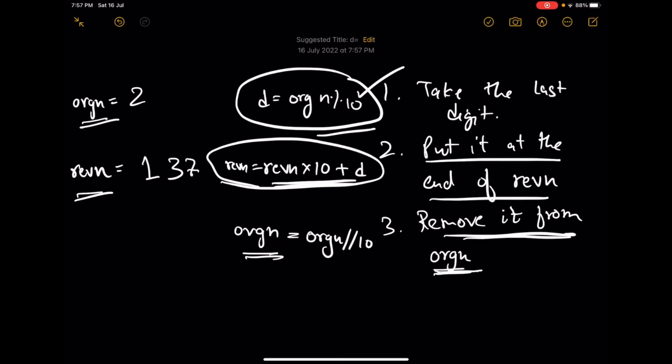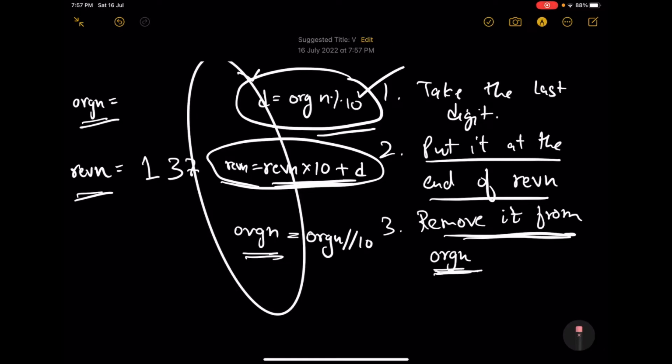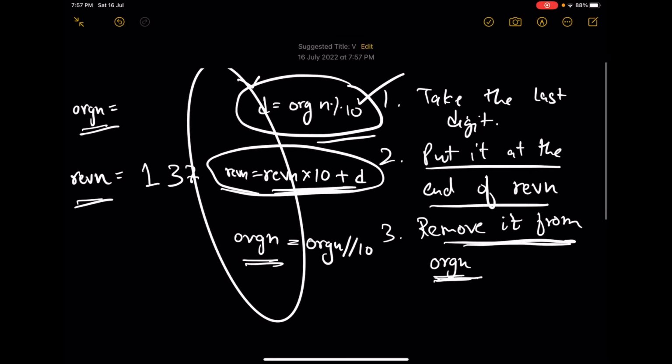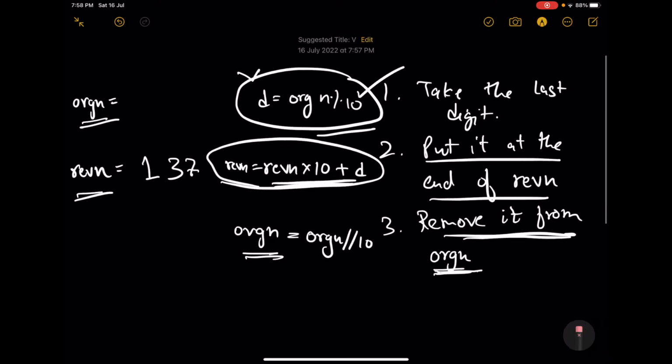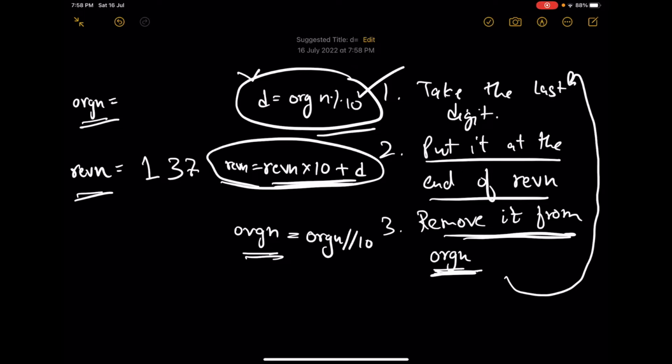Now I want to again repeat this process, right? I again want to take the last digit of orgn, put it at the end of reven, and remove it from orgn, right? So these 3 steps will actually be in a loop. Now, we'll have a loop from step 3 back to step 1. And with this new value of orgn and reven, we'll repeat the process. Okay, but when do we stop? When do we stop this loop?